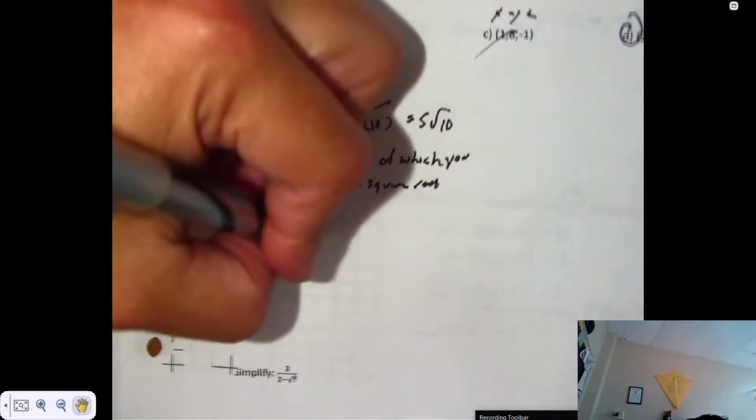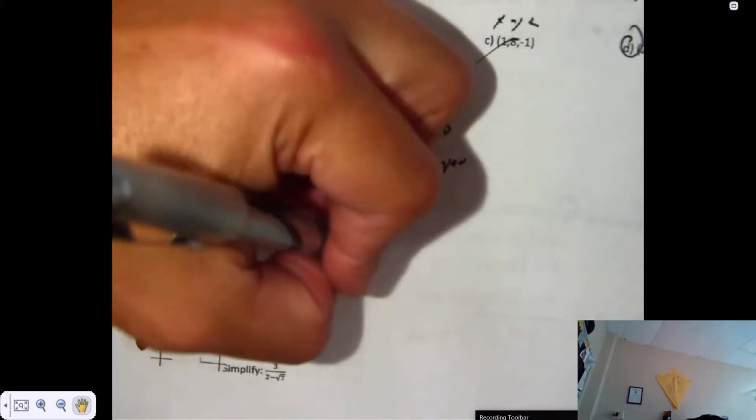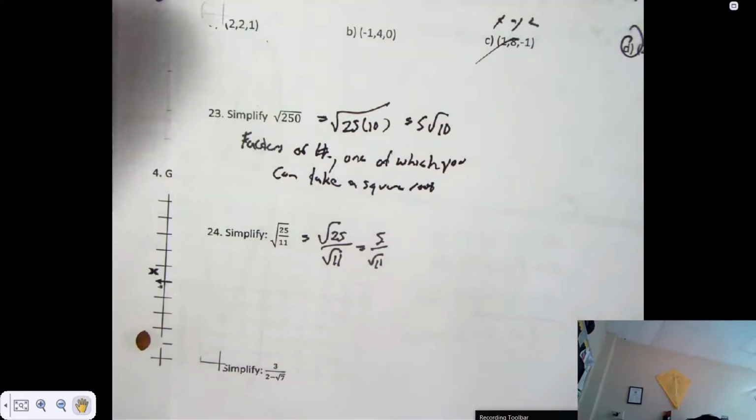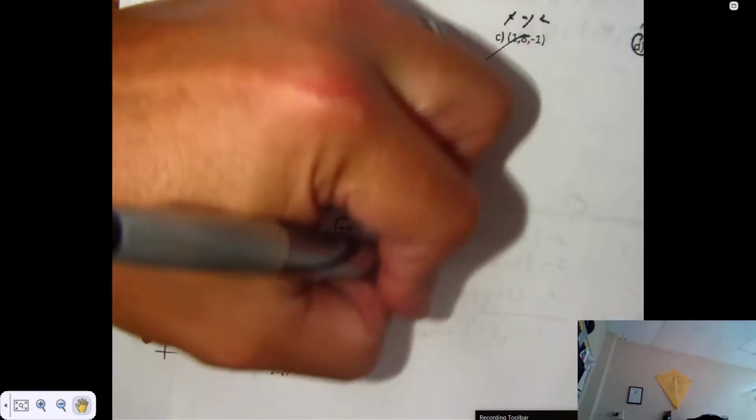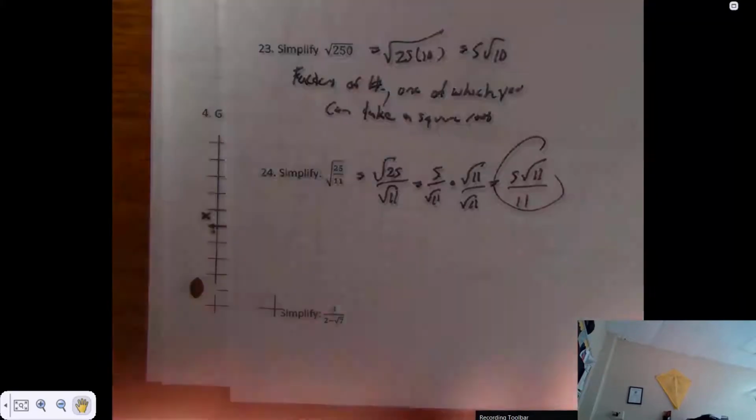Now simplify this guy. This is the root of 25 over the root of 11. You know the root of 25 is 5. You do not know the root of 11. And the deal is no radicals down low. Well, I talked about this in class. You fix that by multiplying the top and bottom by a root of 11. So 5 times root of 11 is 5 roots of 11. Root of 11 times root of 11 is 11. There's your answer.